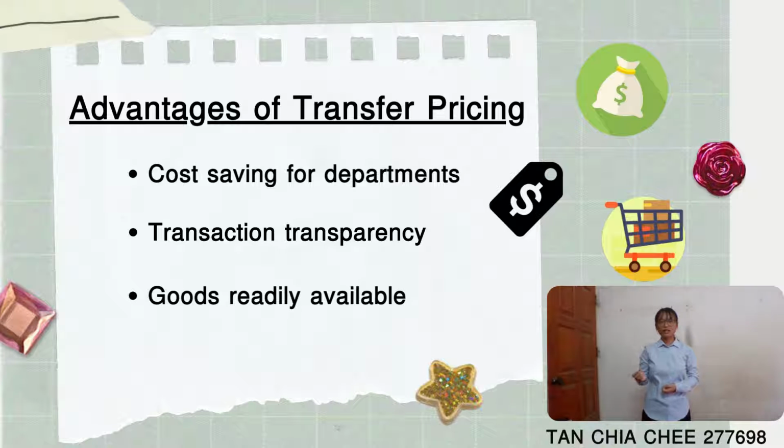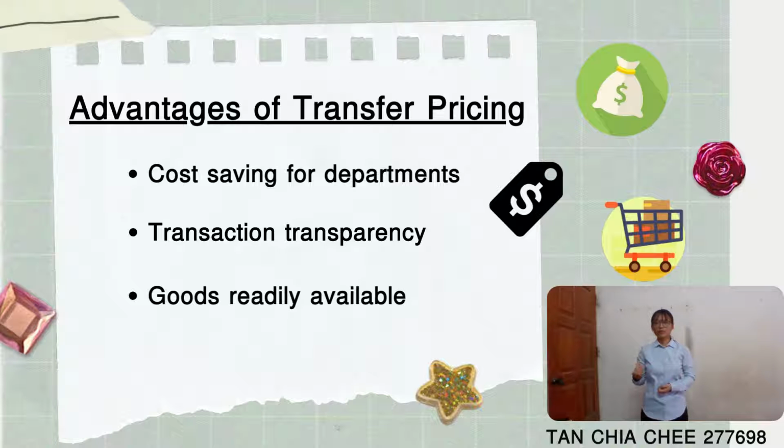Because in the absence of a transfer price mechanism, the head of the department will set price arbitrarily, causing them to exploit the department that needs product and thus creating animosity between departments, which in the long term can cause irreversible damage to the company. The third advantage is goods readily available.